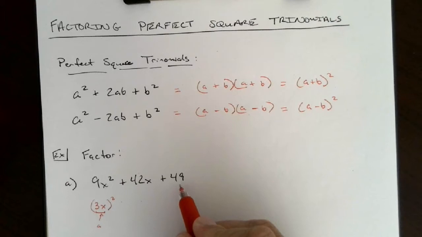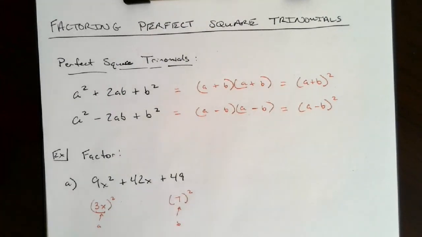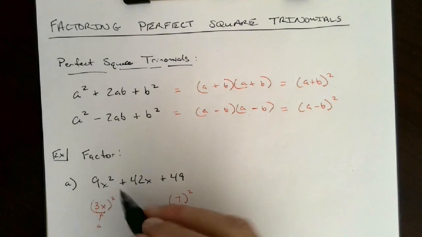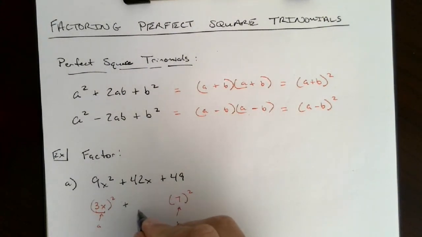And 49, is that a perfect square? Well, yeah, it is. It's 7 squared. So the b that I'd be talking about here is 7. So now what I'm doing here is I'm checking, right, this is a plus here, so we know that this is a positive still.